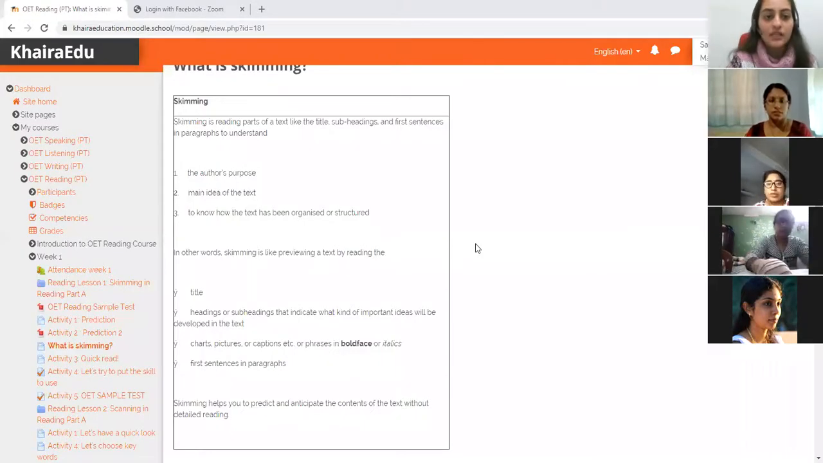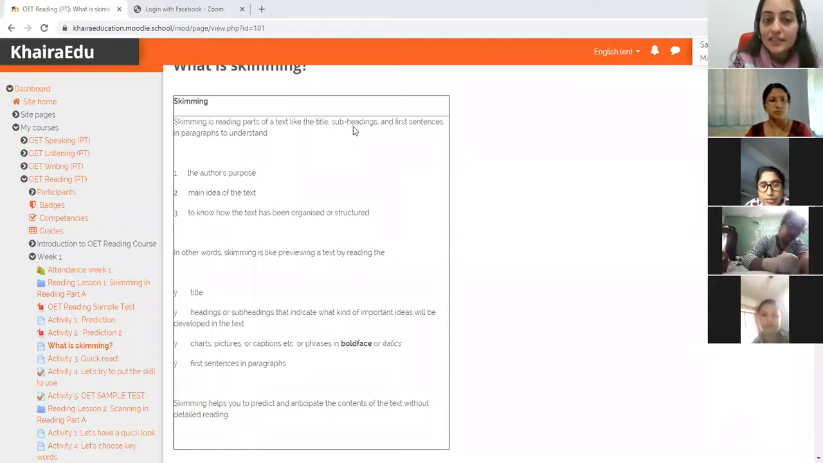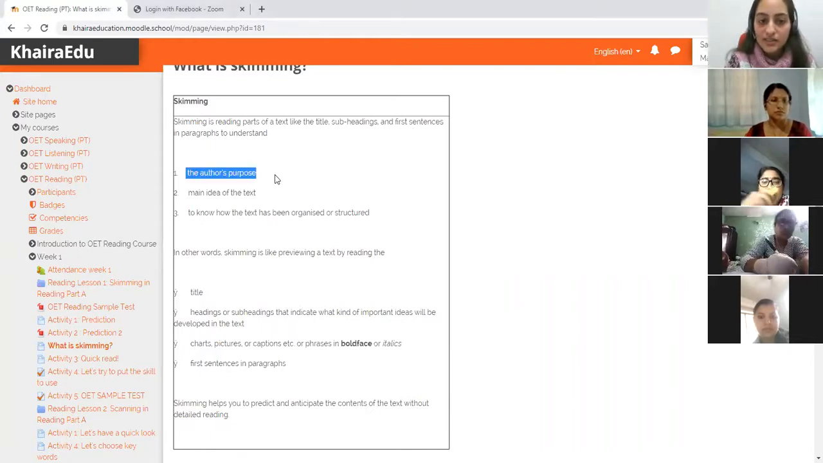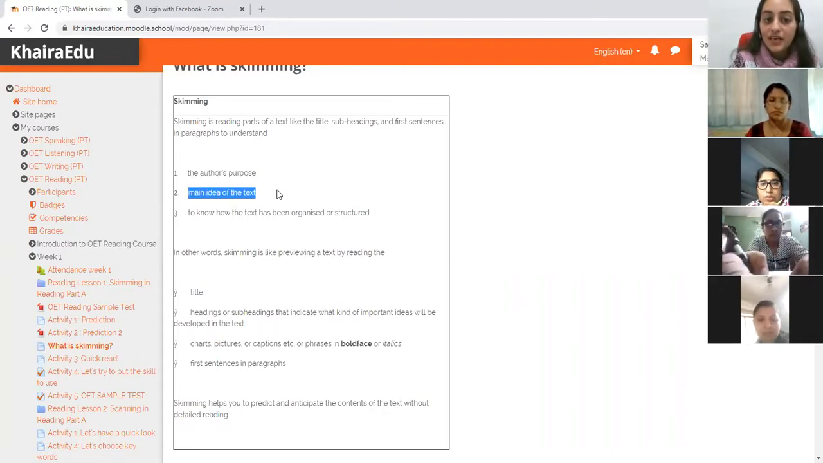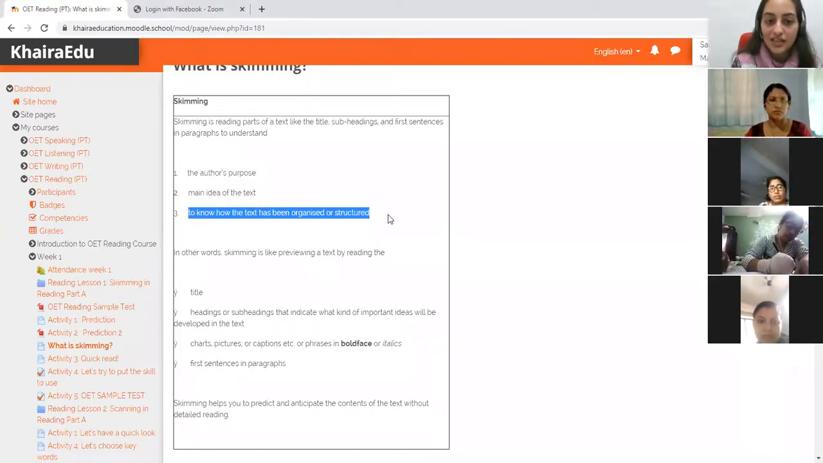So skimming is reading parts of a text like the title, subheadings, and first sentences in paragraphs to understand three things. Number one, the author's purpose. When you were reading the document I told you to read, you would understand that it was highly about lead exposure. That was the main concern. Second is the main idea of the text. And third is to know how the text has been organized or structured.